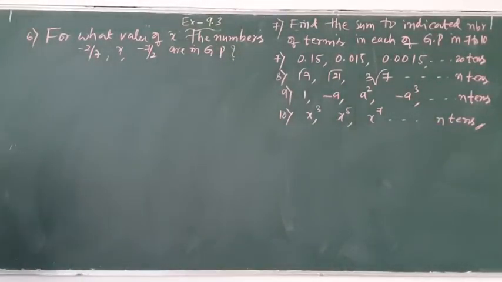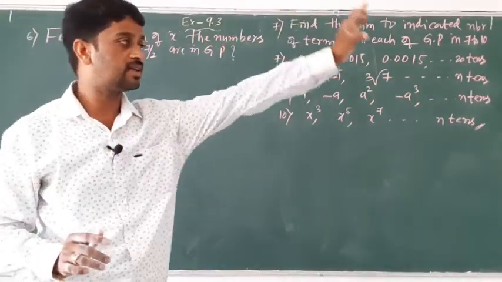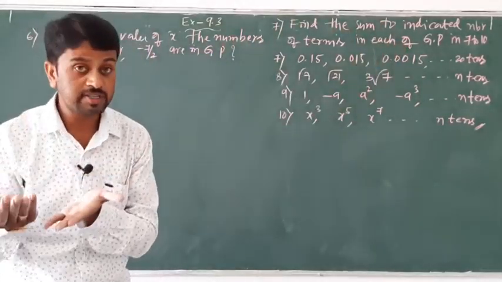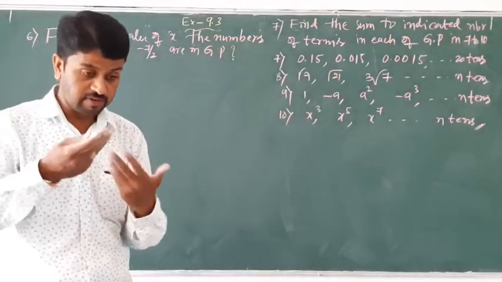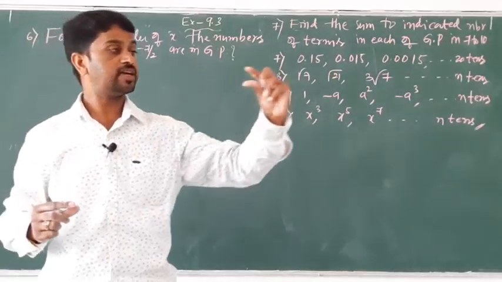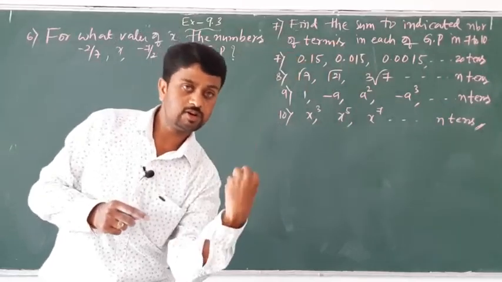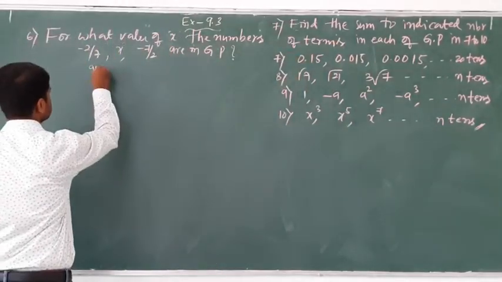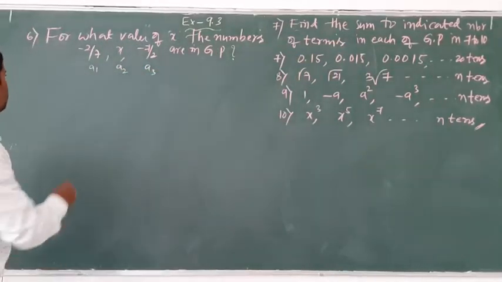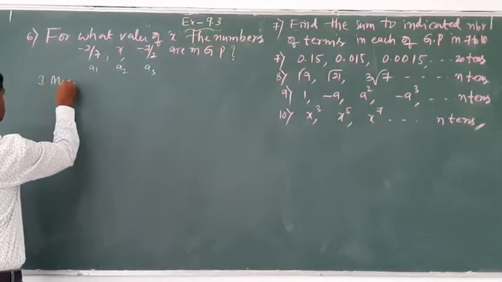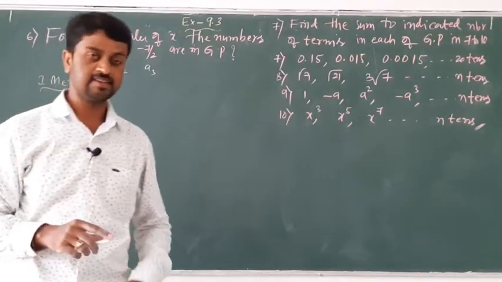So A, B, C are in GP, therefore obviously, you have just noted it down. If A, B, C are in GP, then B square is equal to AC, the first method. Otherwise, according to the concept, A1, A2, A3 and so on are in GP, the ratio is A2 divided by A1, A3 divided by A2. I will do the first method. Listen carefully. What is our target? Find out the value of x.